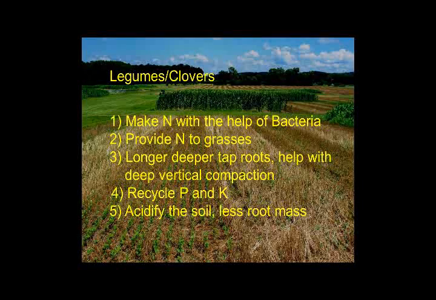And so let's take a look at the legumes, the clovers. They help to make nitrogen with the help of bacteria. Again, they provide that nitrogen to the grasses. They tend to have longer, deeper taproots. Again, they're going to help with vertical compaction. They're going to help us recycle phosphorus and potash, or potassium, in the soil. But they also tend to acidify the soil. For every unit of nitrogen that you produce, you actually produce about 2 units of hydrogen. And they do have less root mass. They have a much lower carbon to nitrogen ratio, so the biomass produced from legumes doesn't tend to stay in the soil quite as long as what we might get from grasses.